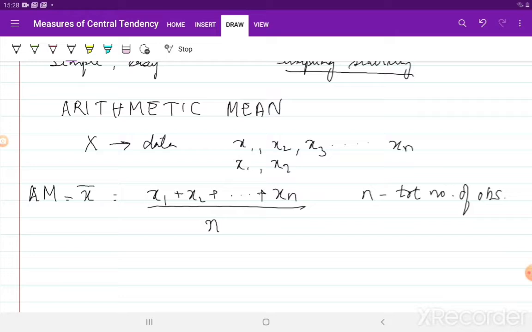Now remember, there's a shorthand notation for this. Instead of every time writing x1 plus x2, etc., that's how you read the dots. The dots are read as etc. etc. till xn. I can use this big capital sigma sign, which means summation. Summation xi, i going from 1 to n, divided by n. Okay, so remember, the sigma means summation.